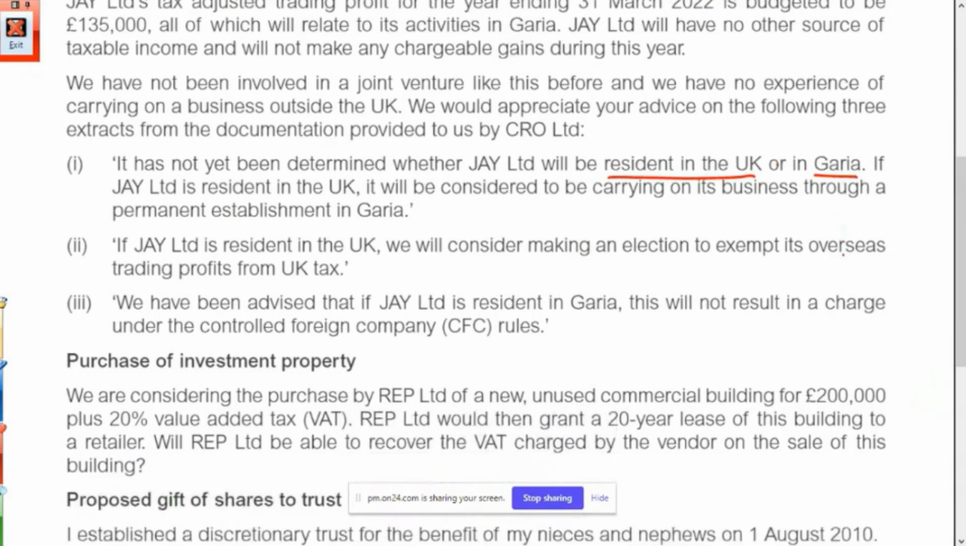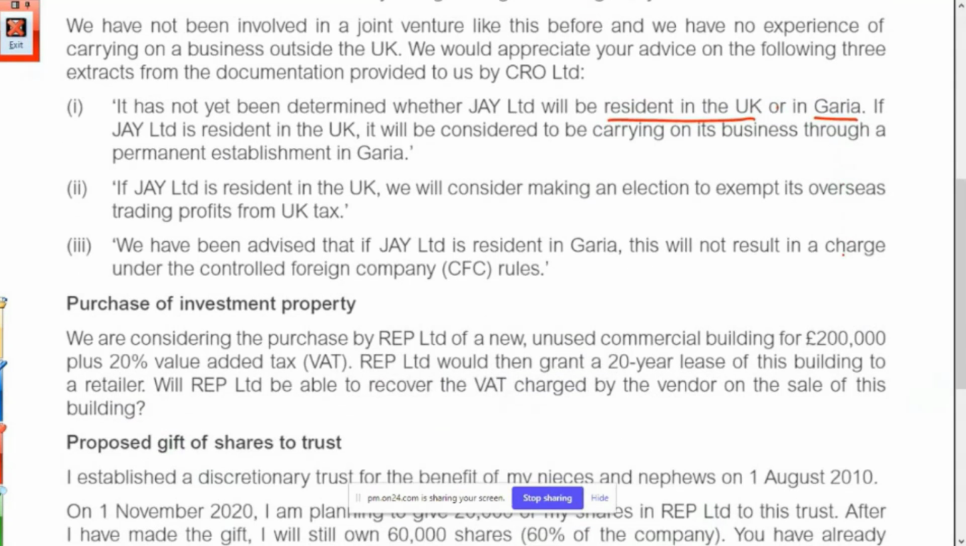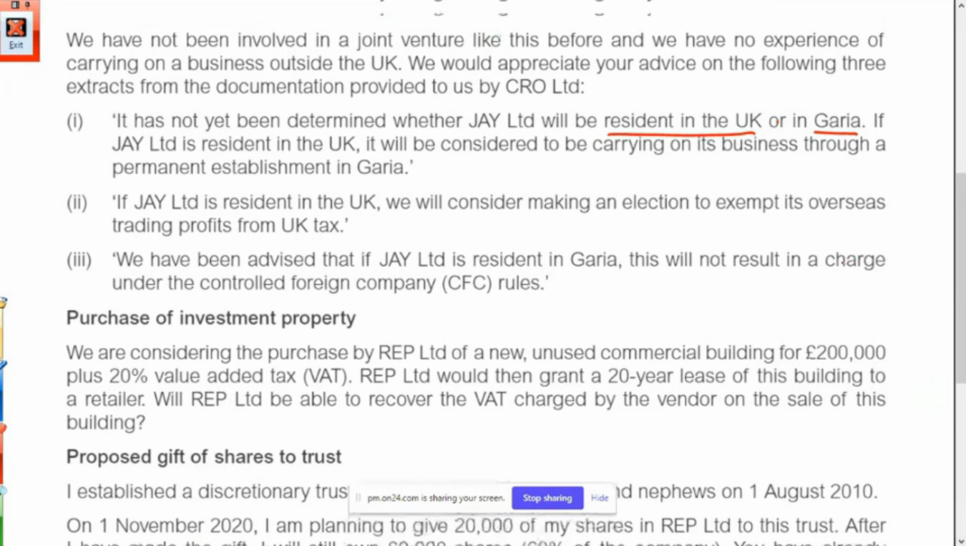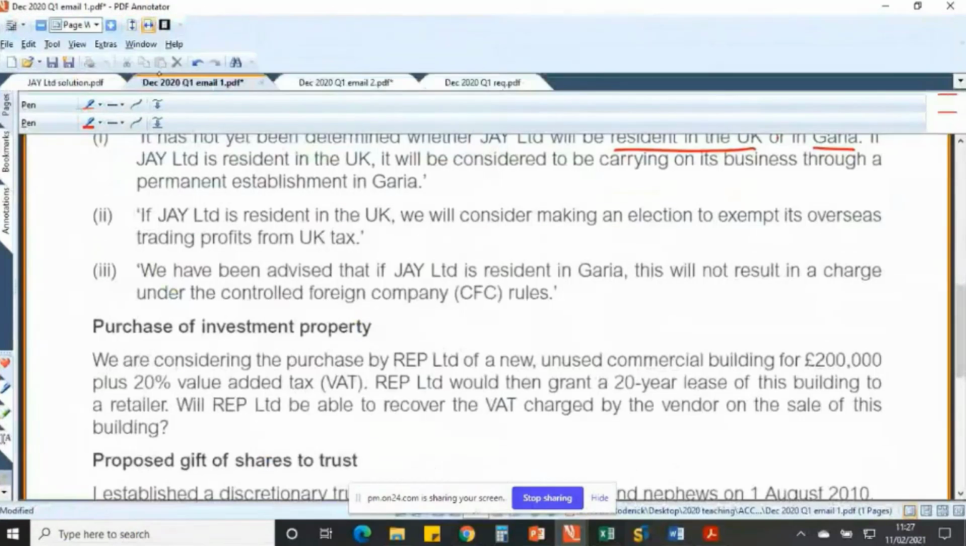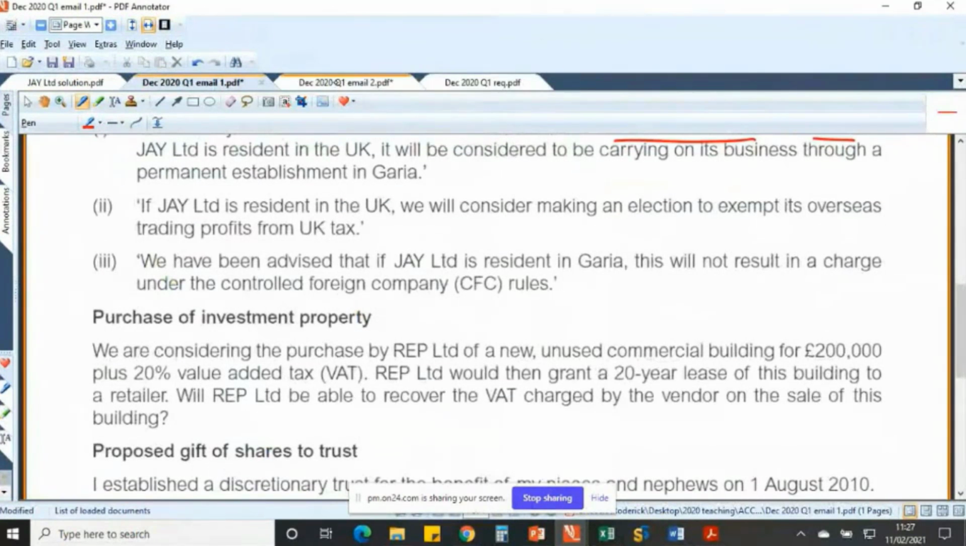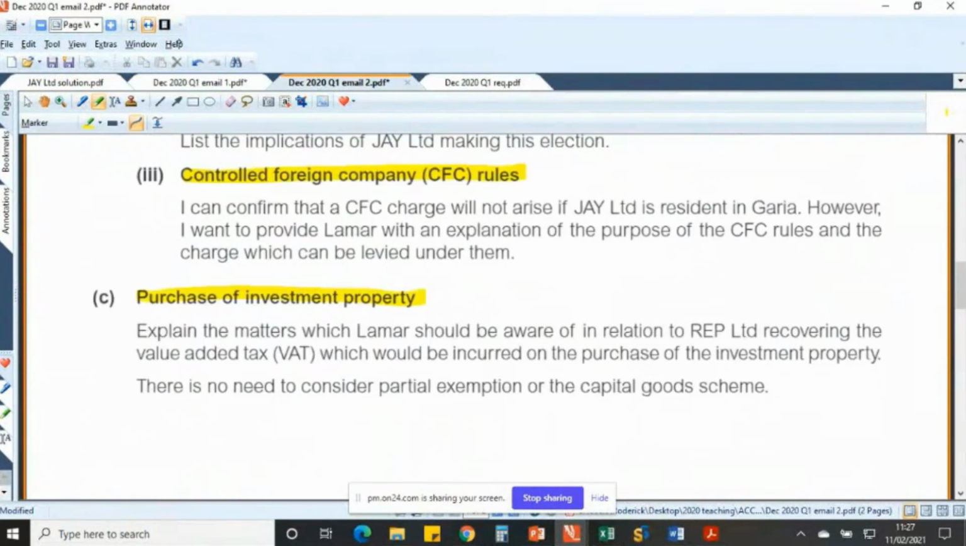Okay, so I'm going to stop there and go back to the other information we've got, because what comes next, the purchase of investment property and the post-gift of shares to the trust, they are self-contained areas. Okay, so I want to focus on the most difficult bit first. So let's go to the other bit we've got.